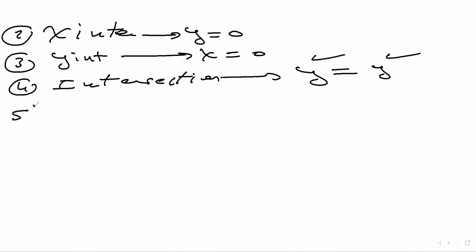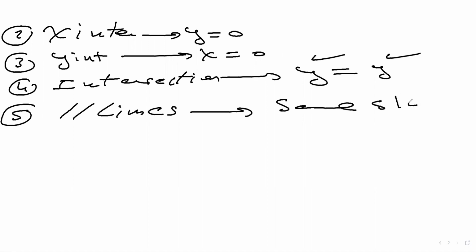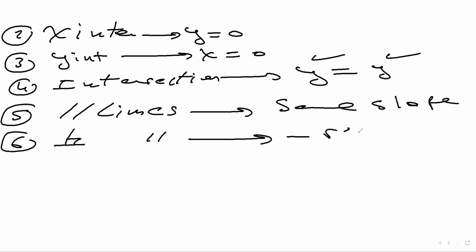Number 5. When we have parallel lines, it means what? The slopes are the same. They have the same slope. Number 6. When we have perpendicular lines, it means I have negative reciprocal slopes.